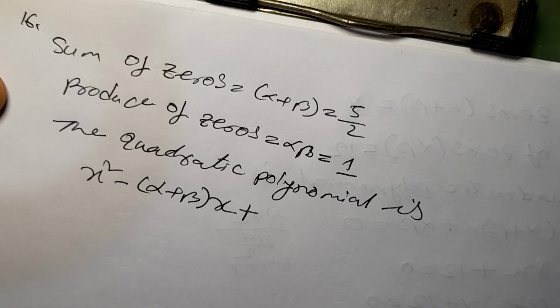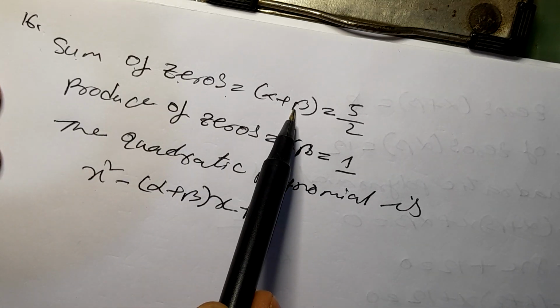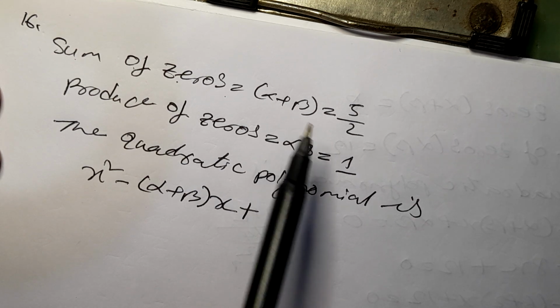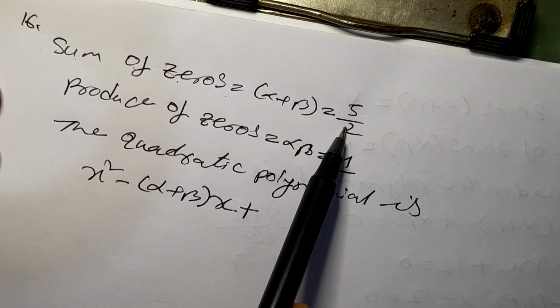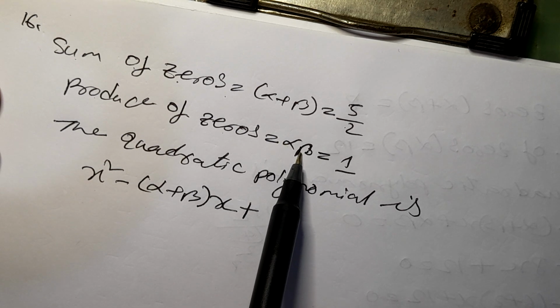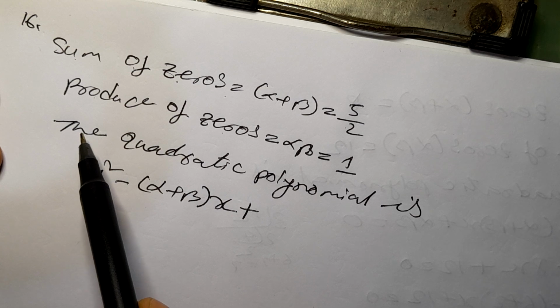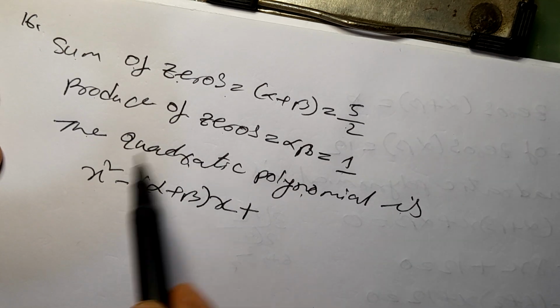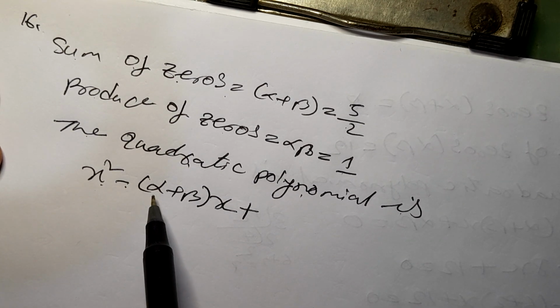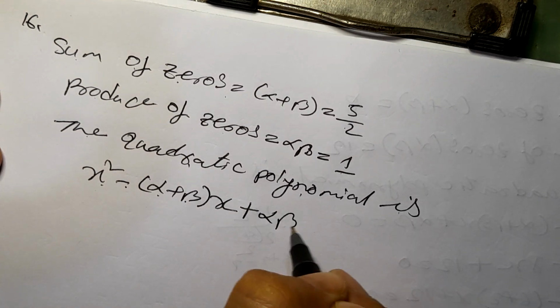Since sum of zeros is given, we represent the sum of zeros by alpha plus beta equal to 5 by 2. Product of zeros we represent by alpha into beta, it's given in the question. Since we have the sum of zeros and the product of zeros, we can find the quadratic polynomial. The quadratic polynomial is x square minus sum of zeros, alpha plus beta, x, plus product of zeros, alpha beta, equal to 0.